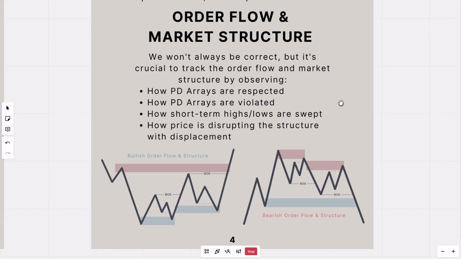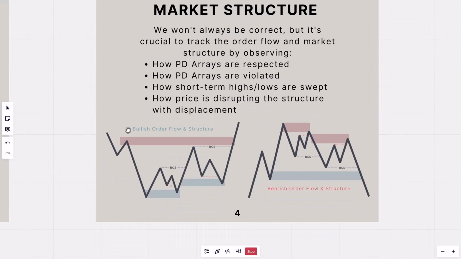How are PD arrays respected? How are PD arrays violated? How are short-term highs and lows swept? And how is price disrupting the structure with displacement? So for example, here, price is breaking structure, right? And taking short-term lows, going up, respecting PD arrays that are bullish, and creating another breakout structure. So this is a bullish order flow and bullish structure.